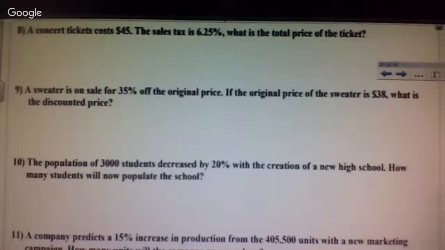Increasing or decreasing in price? Increasing. Your sales tax is what you pay additionally on top of the cost of the ticket. So I need to increase. So the first thing I need to do is add this to 100.